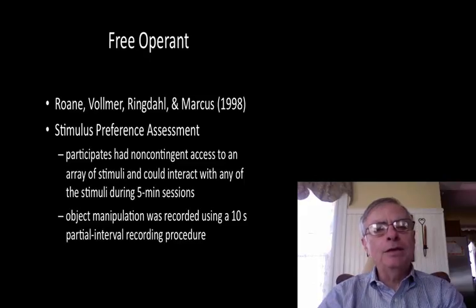In the free operant method, Ronan, Vollmer, Ringdahl, and Marcus in 1998 published a study where they looked at stimulus preference assessments using a free operant approach. Participants had non-contingent access to an array of stimuli, could interact with any of the stimuli during a 5-minute session. Object manipulation was recorded using a 10-second partial interval recording procedure.